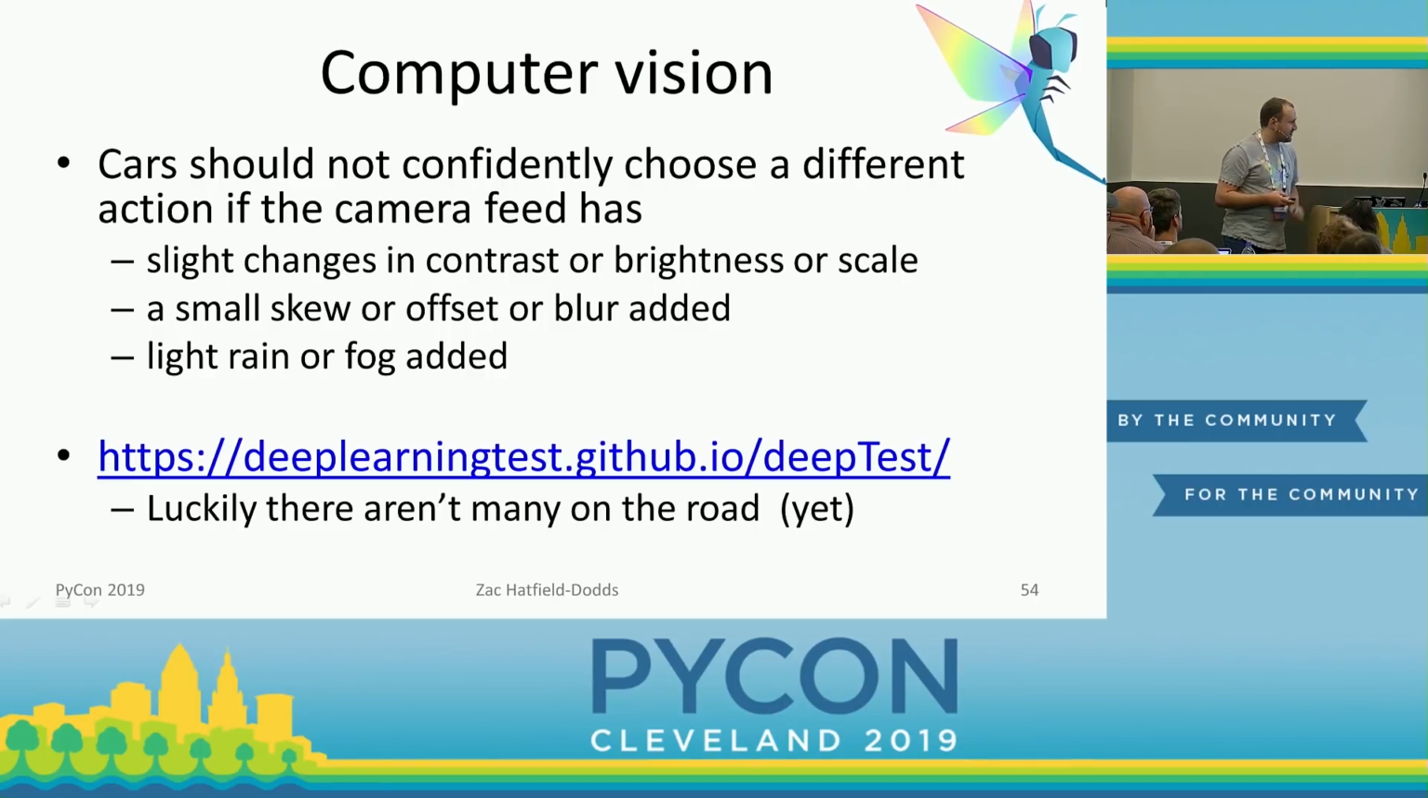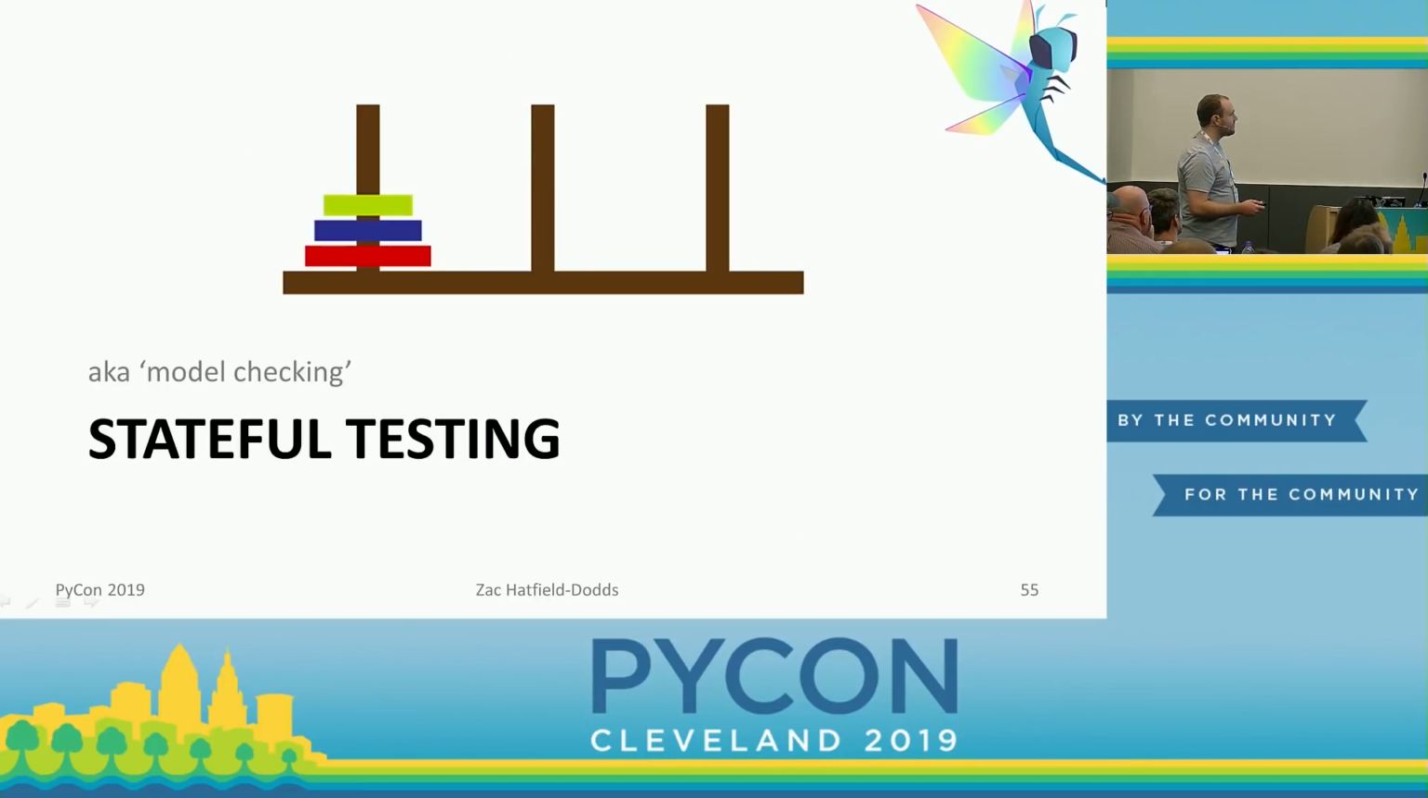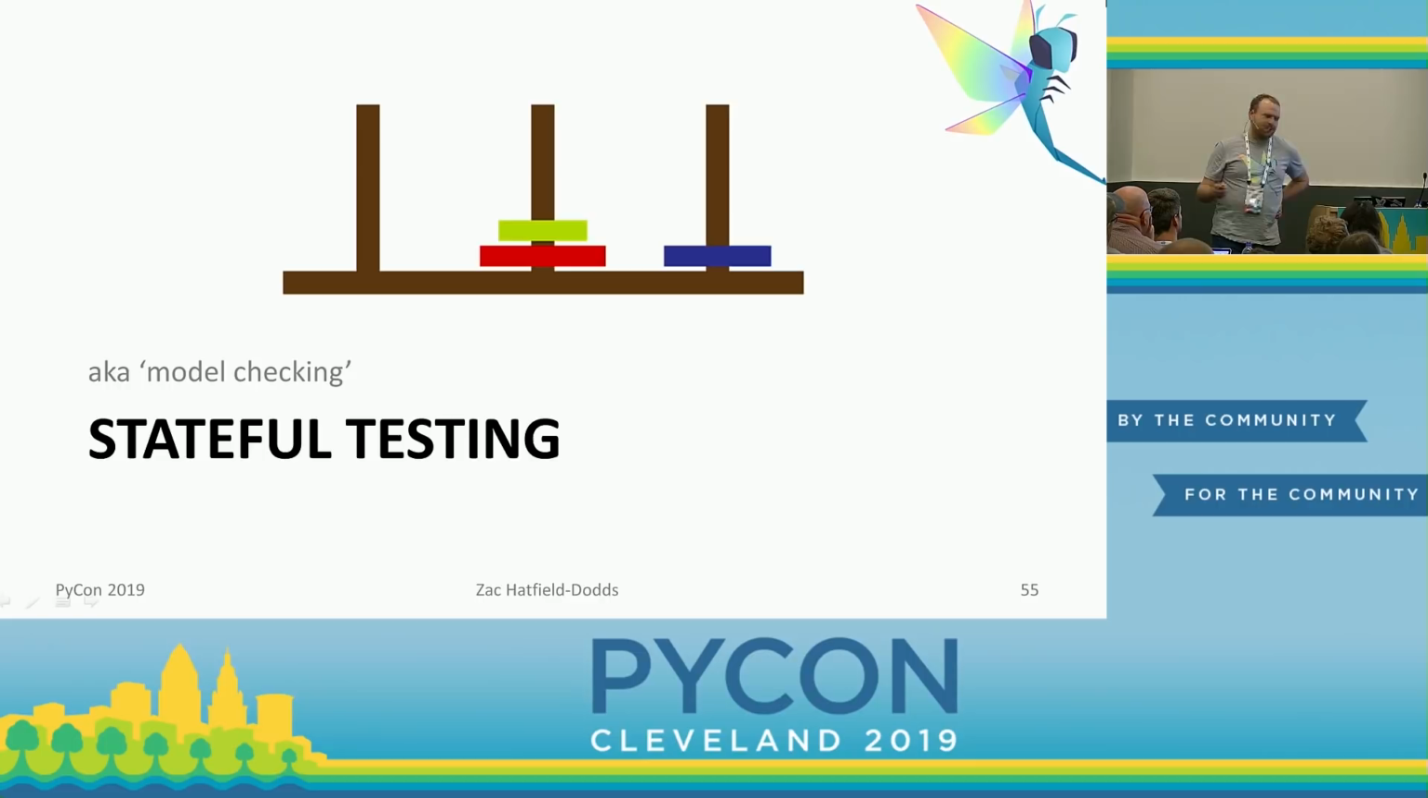If you feel like going to that link, you can find out that every system they tested did things like that. Stateful testing is where the things you can do depend on the things that you've already done. So calling a function once will not let you solve the Towers of Hanoi problem.